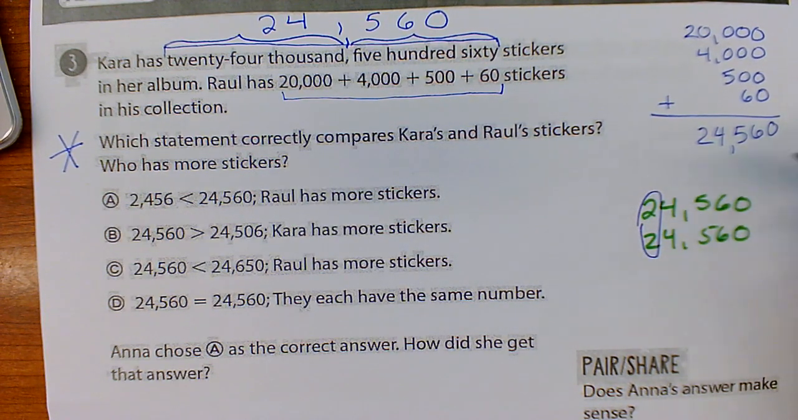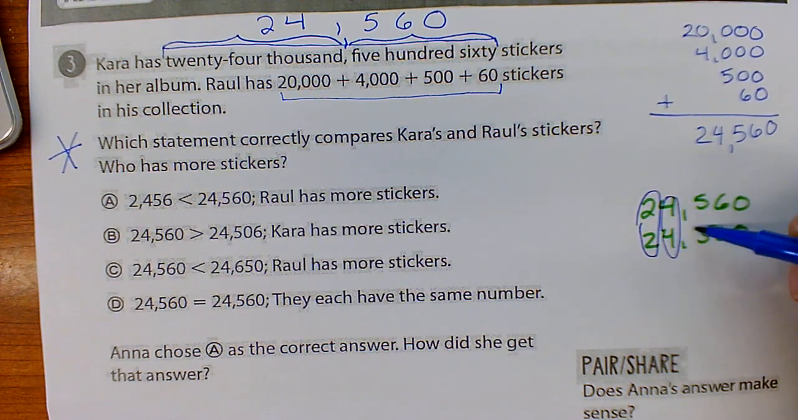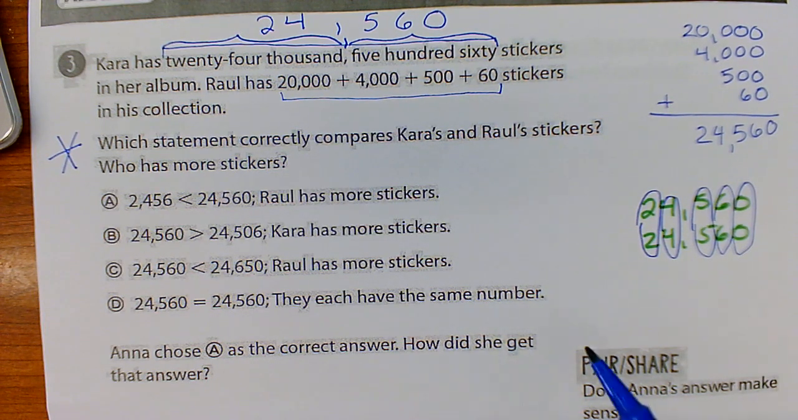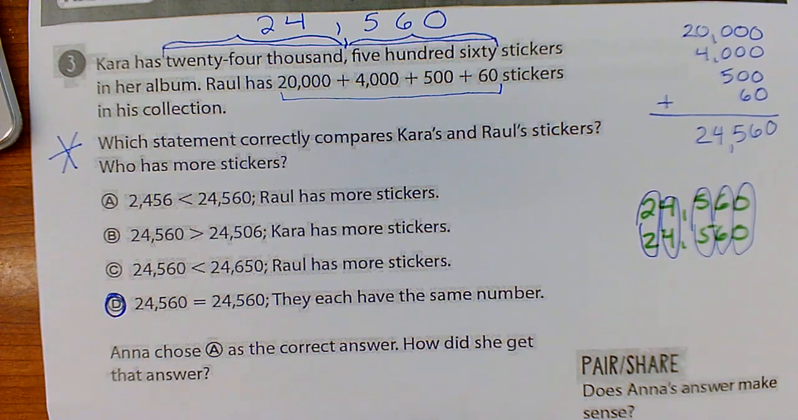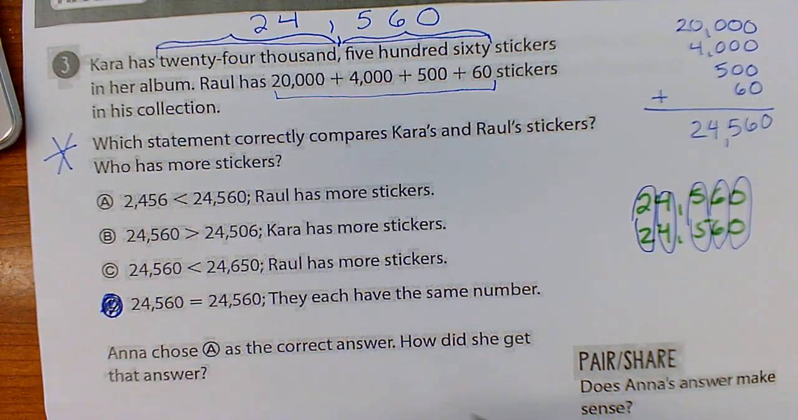So start on the left. Those are the same. Those are the same. Those are the same. Those are the same, and those are the same. Because they're all the same, I do know that these two numbers are equal to each other. How lucky are we? There's only one answer choice where they're equal to each other, and it's answer choice D. That was nice and easy. So I'm going to go ahead and fill that one in.